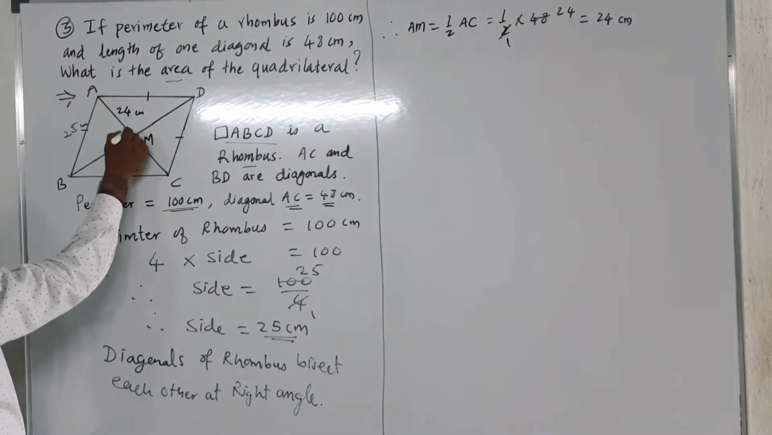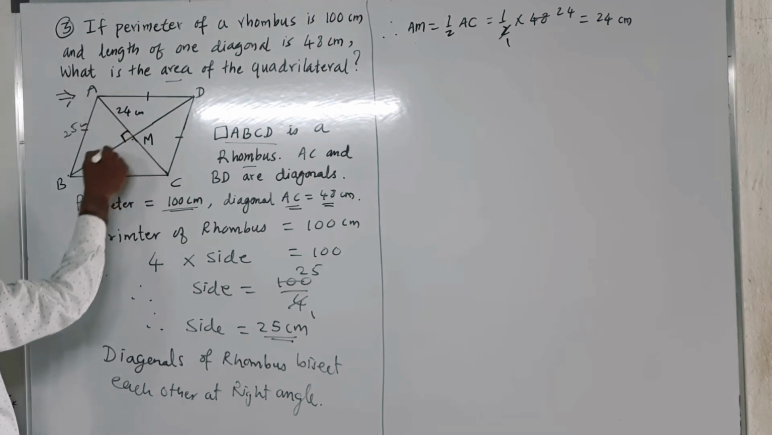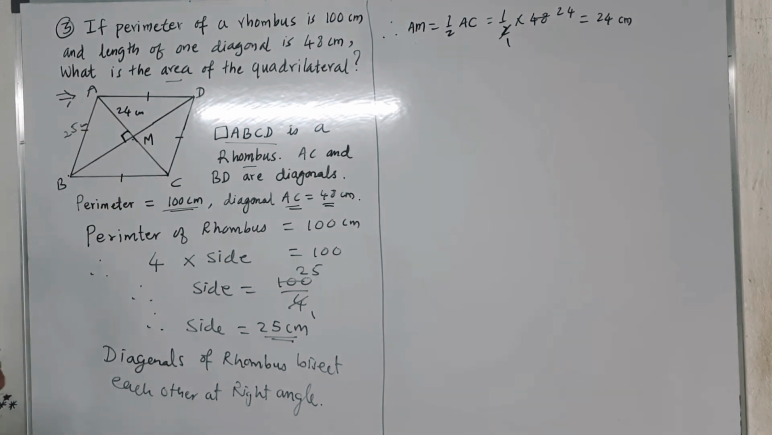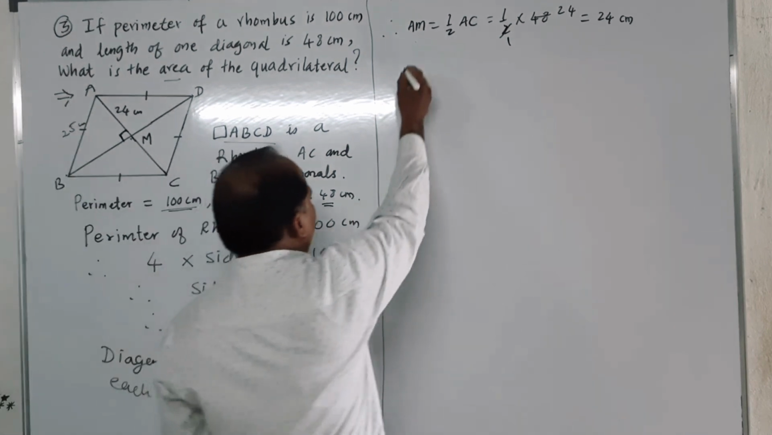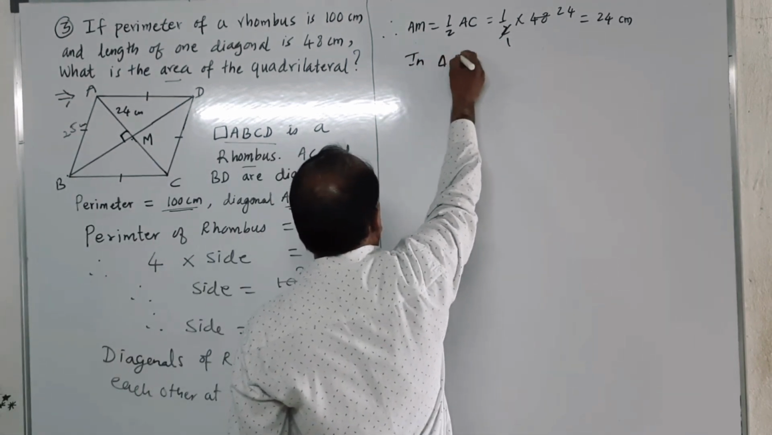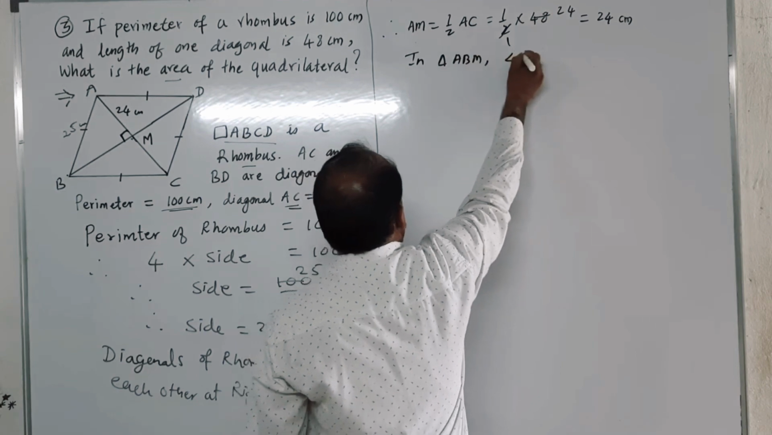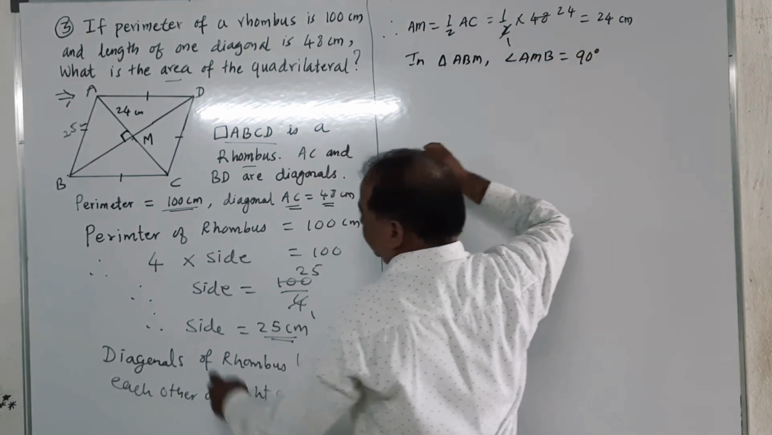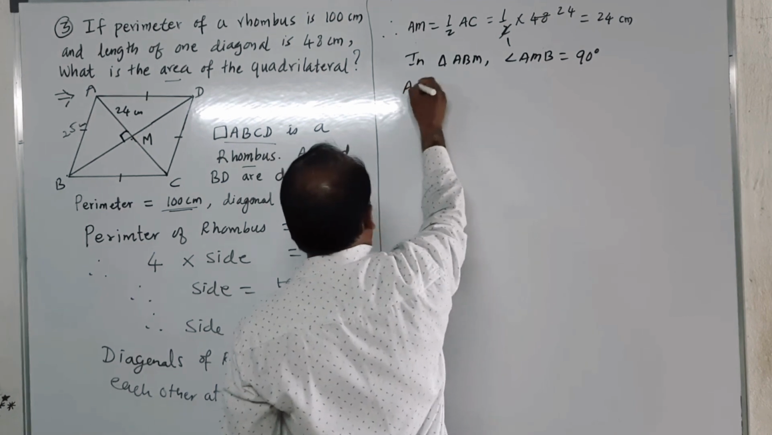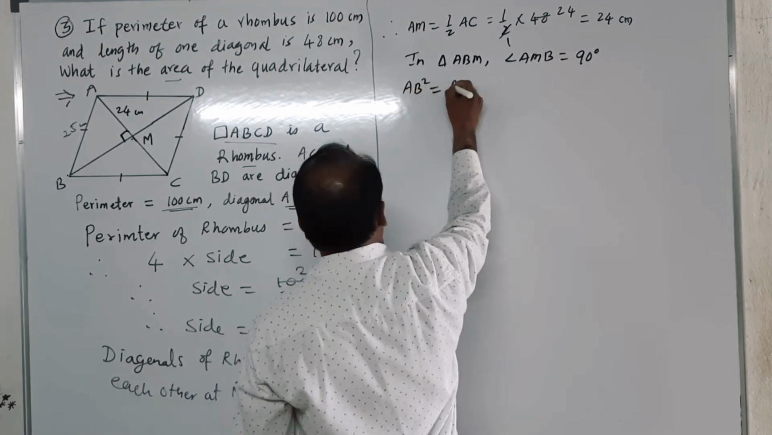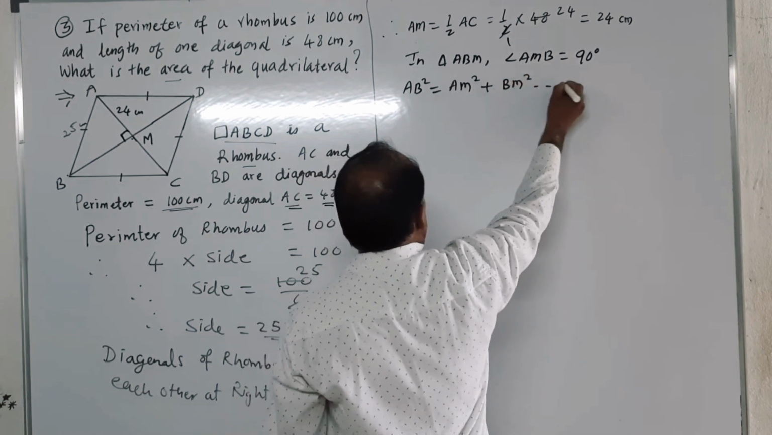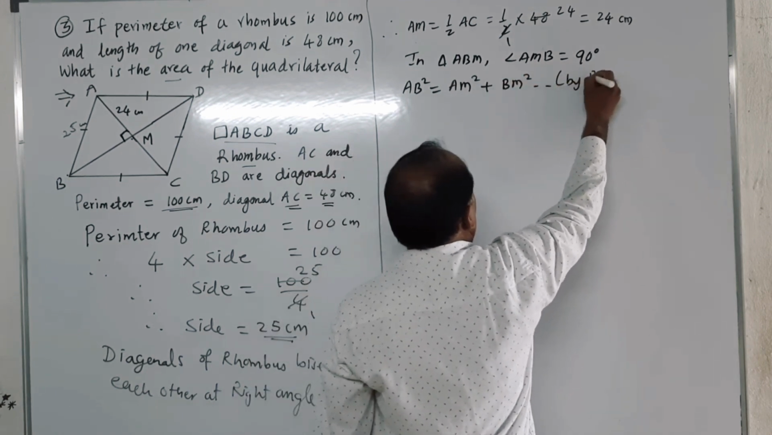Since they bisect each other at right angle, triangle ABM is a right angle triangle. So in triangle ABM, angle AMB is equal to 90 degree. Therefore, by Pythagoras theorem, AB square is equal to AM square plus BM square.